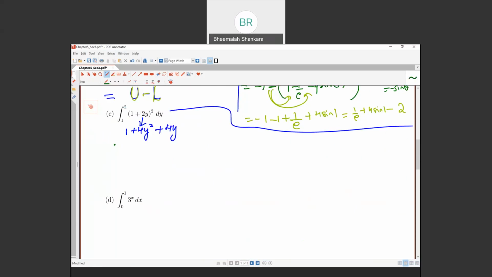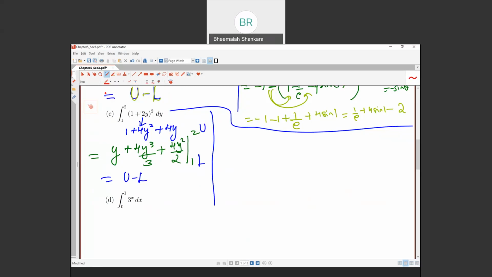So let's integrate. Integral of the first function 1 is just y. Integral of the second function, 4y cubed divided by 3. Integral of the third function, 4y squared divided by 2. Evaluate this from 1 to 2. Understand that this 2 is the upper limit, 1 is the lower limit. You always do upper minus the lower limit. So let's do it.